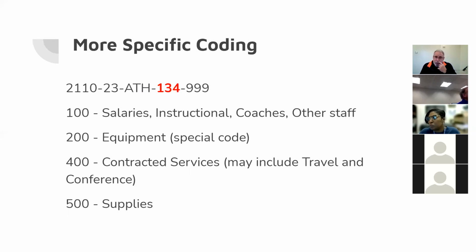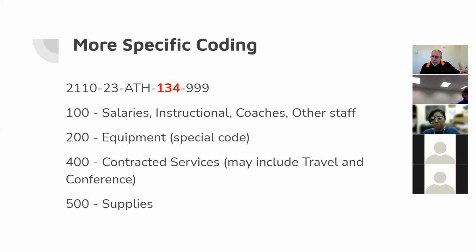The 200 is an equipment code. That's a special code. We'll talk about that in a little bit. The 400 code is a little bit more of your meat and potatoes in the department of the things that you do. It's a contract service code. It does possibly include travel and conference for you. We'll discuss that because we break them out a little bit. And the last one is the supply code, which may be, not counting salaries, the 800-pound gorilla in the room, because those are all the basic supplies. But there are parameters for each one.